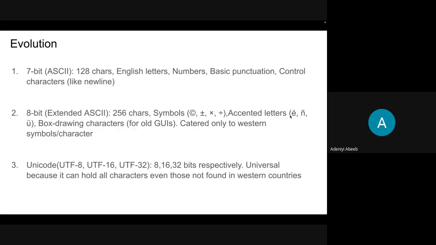So they were able to add more characters, more symbols to the computer. So box drawing characters for GUI. But this 8-bit architecture was only catering to what? To the Westerners. It was not really catering to people from Asia, like the Japanese, who don't even have any characters that resemble the English alphabet.